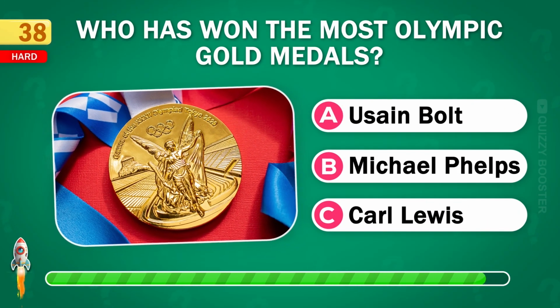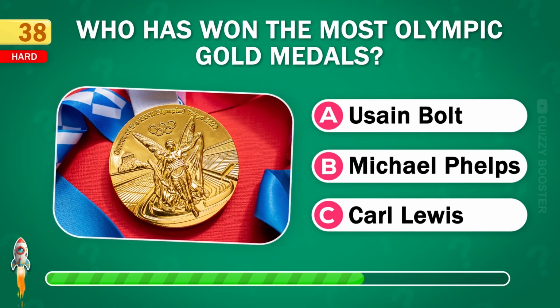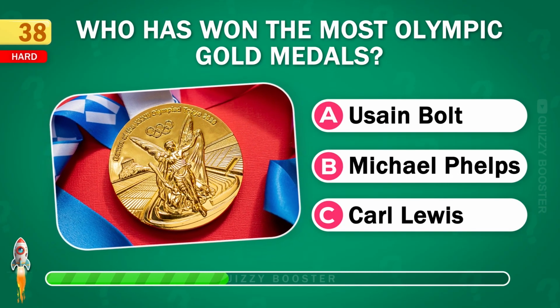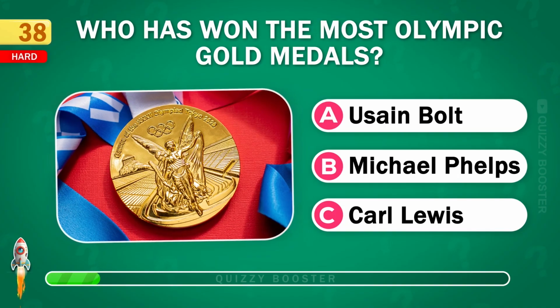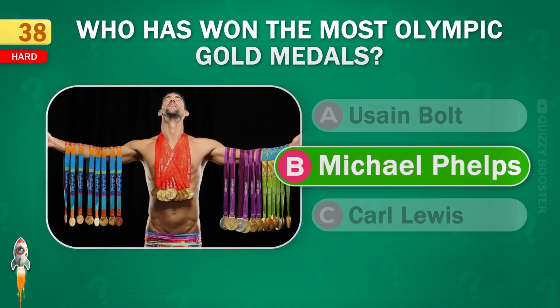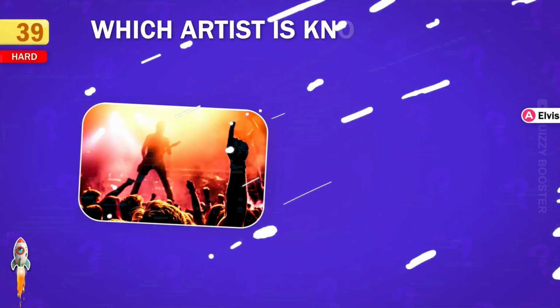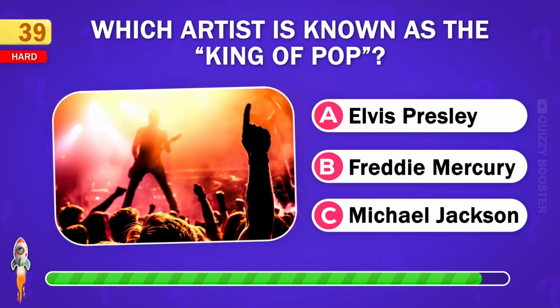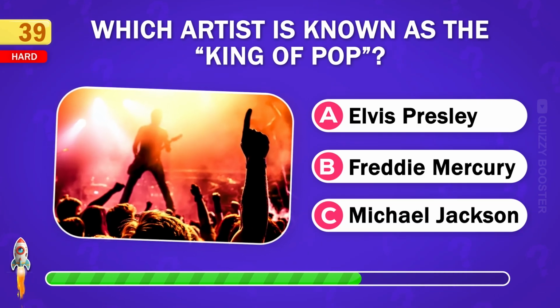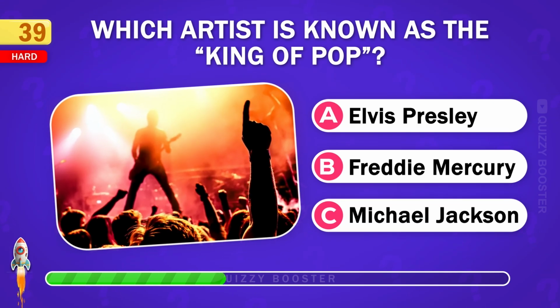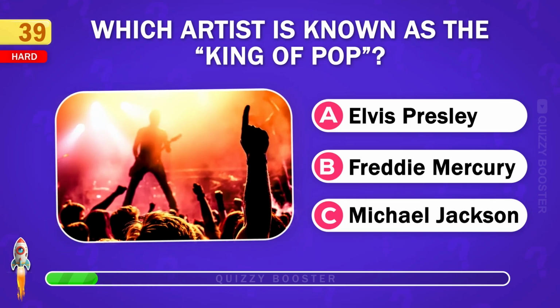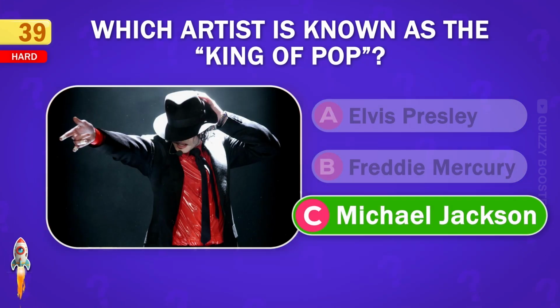Who has won the most Olympic gold medals? Michael Phelps, winner of 23 Olympic gold medals. Which artist is known as the King of Pop? Michael Jackson, the legendary pop icon.